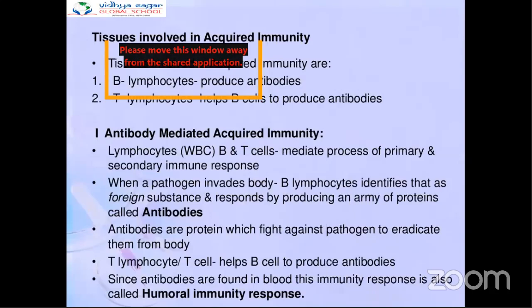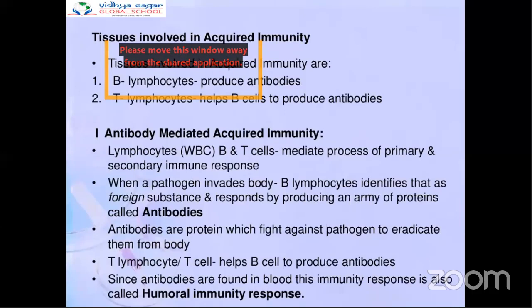So the next one, tissues. Which tissues are involved in acquired immunity? You studied in your 11th standard, that is B lymphocytes and T lymphocytes. B lymphocytes, also called B cells, are produced in the bone marrow. T lymphocytes, also called T cells, are produced in the thymus, right? So tissues involved in acquired immunity are B lymphocytes, which will produce antibodies, and T lymphocytes, which help B cells to produce antibodies. So two types of lymphocytes.